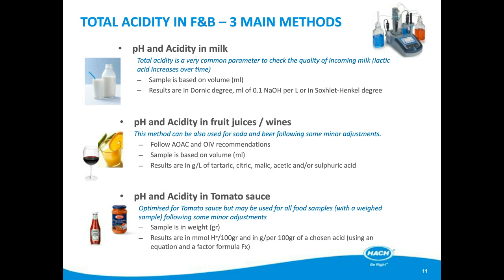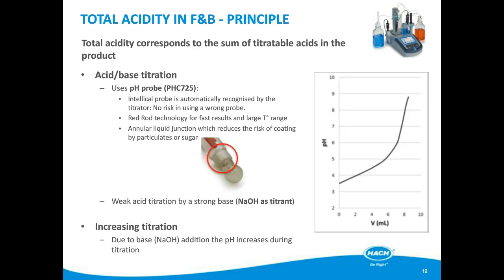What is the principle of the total acidity method? Total acidity corresponds to the sum of titrable acids in the product. So it's what we call an acid-base titration. It means that we follow this titration with a pH probe.